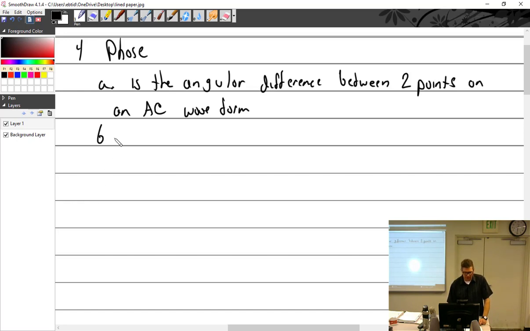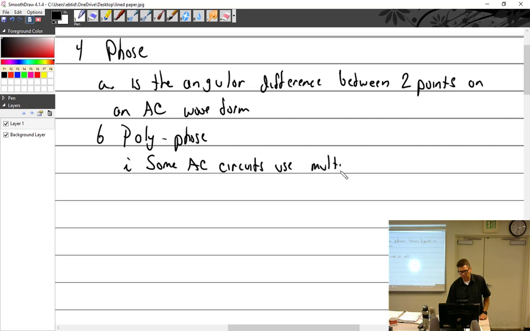One thing we can look at in phases is polyphase, from the word meaning many phases. We talked about this a little while ago with 3 phase. Some AC circuits use multiple phases, like 3 phase, which is a common thing. Typical homes don't have 3 phase coming in.